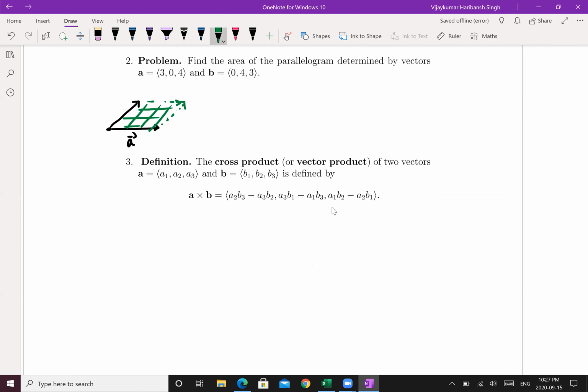The cross product is a vector product, because the cross product of two vectors is a vector. For two vectors A, which is given by A1, A2, A3, and B, which is given by B1, B2, B3, A cross B is defined as (A2B3 minus A3B2, A3B1 minus A1B3, A1B2 minus A2B1). So this is an algebraic definition of the cross product.